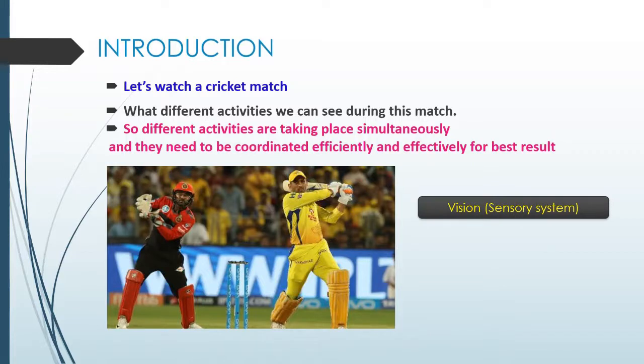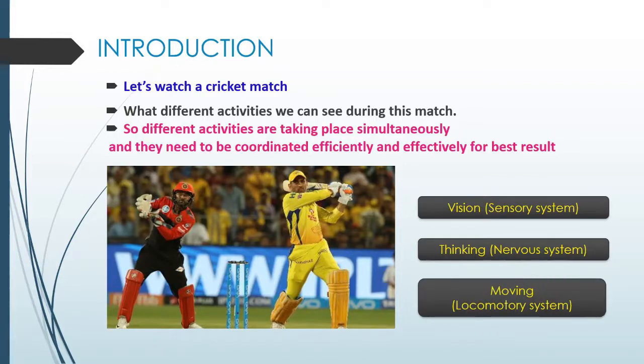Now, the batsman and the wicket keeper, both of them are very vigilant because of the vision part. They are also thinking about how the ball can be caught or how the bat can hit a six, etc. Also, there is movement, and the vision, the thinking, and the movement are all well coordinated. So for this coordination to happen, we need the nervous system.